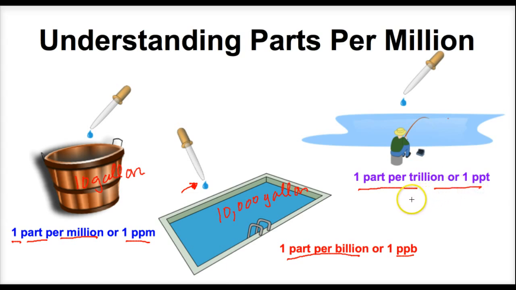Okay? So understand that concept, that 1 drop in a 10-gallon bucket is 1 part per million, 1 drop in a swimming pool is 1 part per billion, and 1 drop in a lake is going to be 1 part per trillion. These are all about 1,000 times greater, right? This is going to be about 1,000 times the size of this 10-gallon bucket. And this lake right here is going to be about 1,000 times the size of this swimming pool right here. Okay, so understand those concepts. So let's take a look at how we can calculate parts per million.